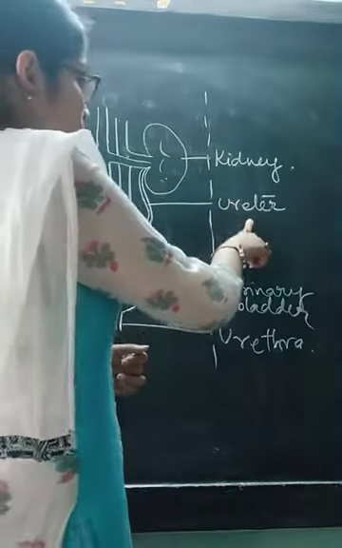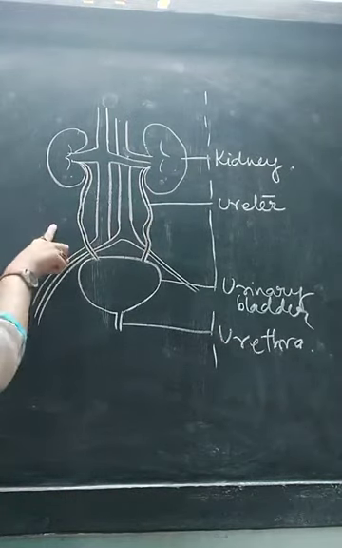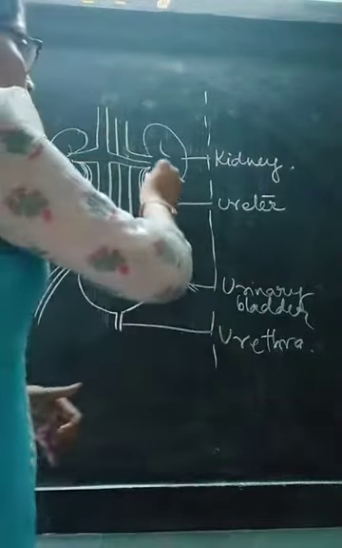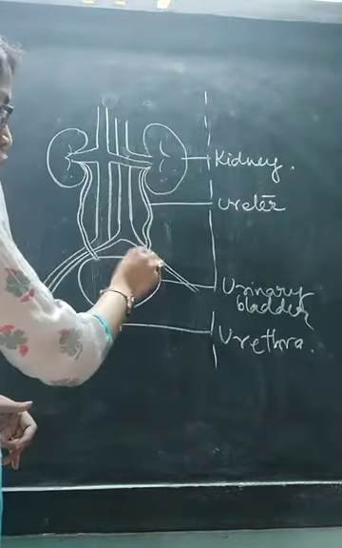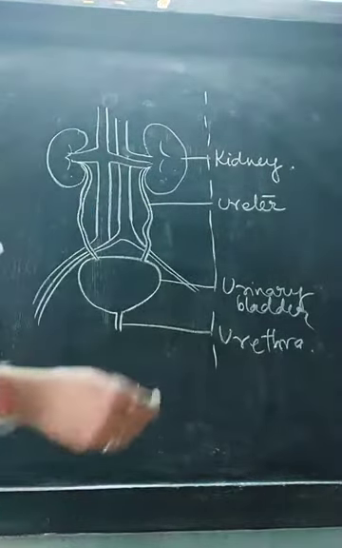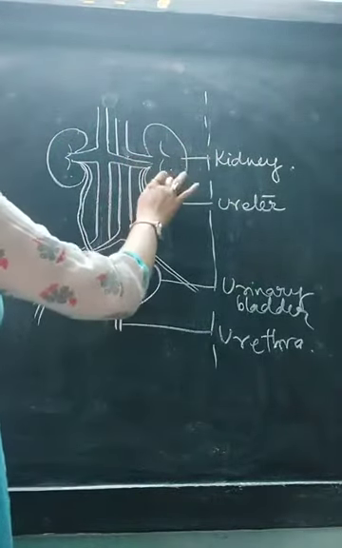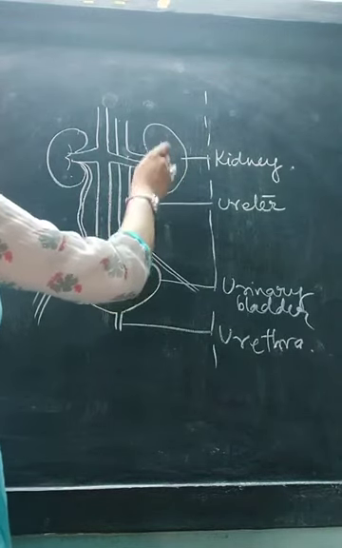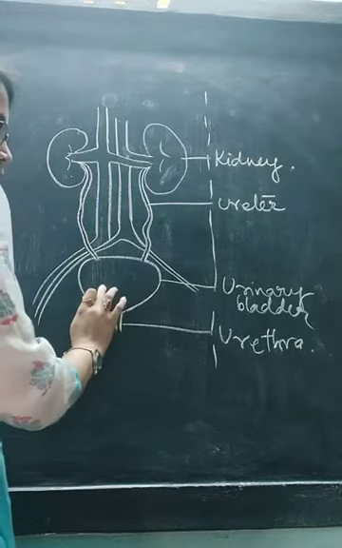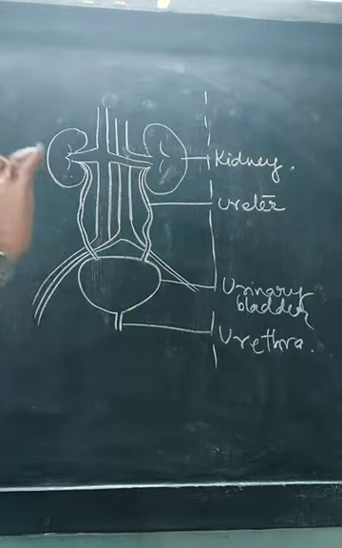Now coming to the ureters, from two kidneys, two ureters arise, one on each side. These are narrow tubes that lead out from each kidney, and they join the urinary bladder. As you can see, these tubes carry urine from the kidneys to the urinary bladder. So within the kidney, the blood is filtered and urine is produced. From the kidney, the urine is carried through the ureters and is stored here in the urinary bladder. So ureters are two narrow tubes which start from the kidney and end in the urinary bladder.